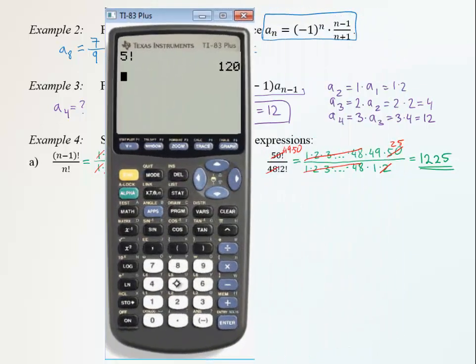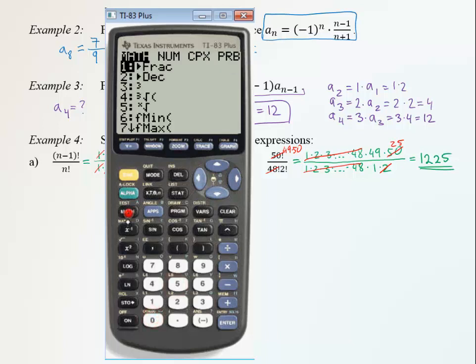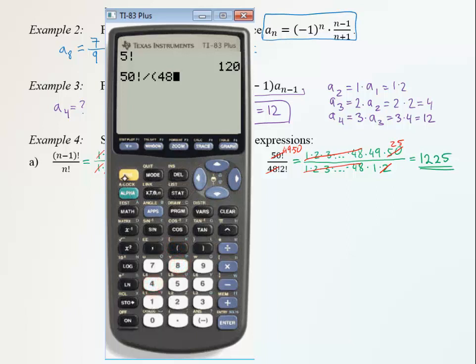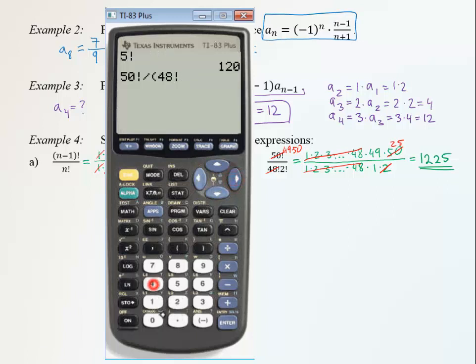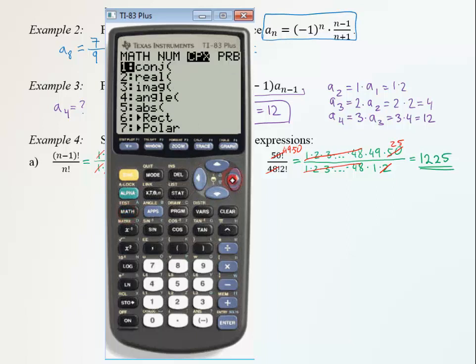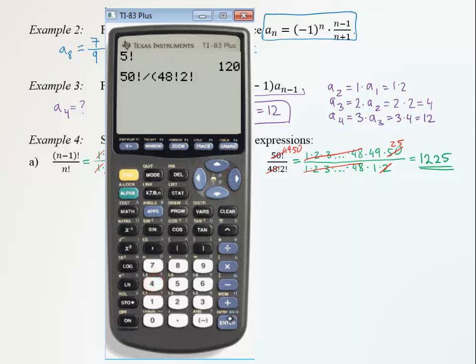If we would like to evaluate 50 factorial, that's how we do it. Math, probability, number 4, and then divide by, open the bracket, 48 factorial, so again math, probability number 4, times 2 factorial. Well, we know that 2 factorial is just 2, but if we wish to enter it as it is, then let's do it again. Number 4, bracket, and enter. So the value is 1225 as we calculated by hand.